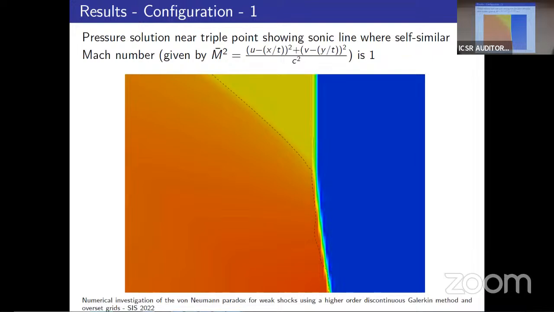But when we resolve this further using an overset grid of h = 1/1600 at the same location, we see the existence of multiple supersonic patches. So this is again the sonic line, and we can see that small supersonic patches have been forming.